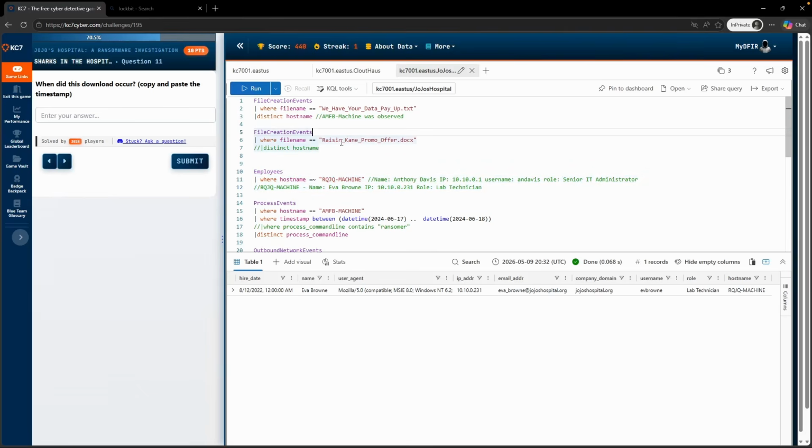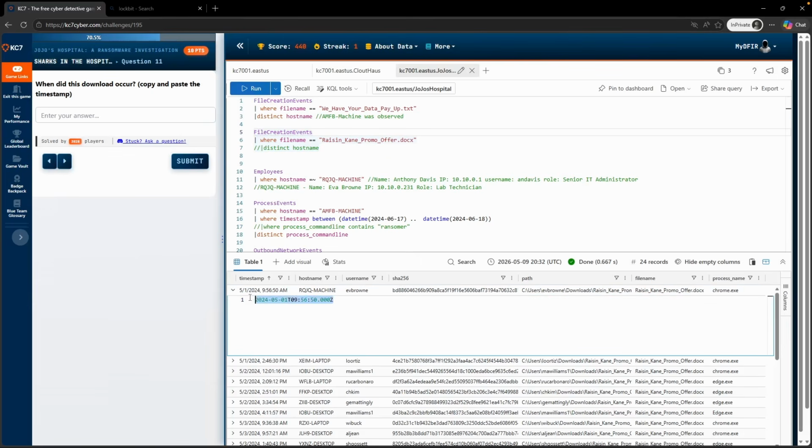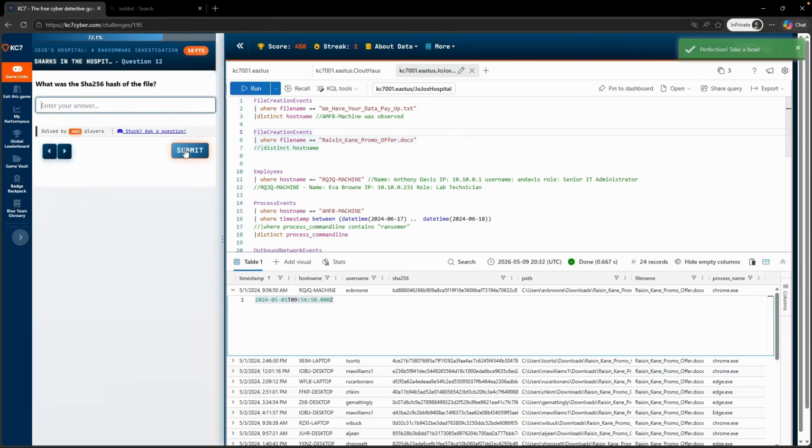Let's go back up and rerun the command, and let's answer question 11. When did this download occur? This occurred on May 1st at 9:56:50 a.m. What was the SHA-256 hash of the file? This one right here, starting with BD8, ending in 712.